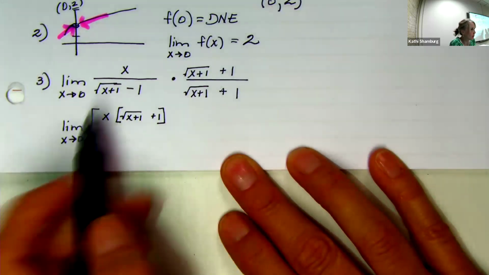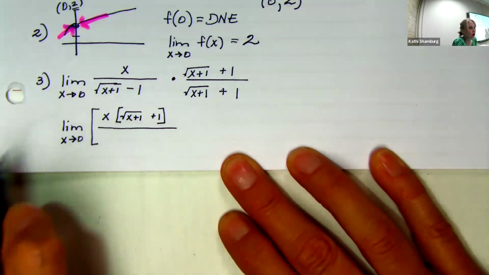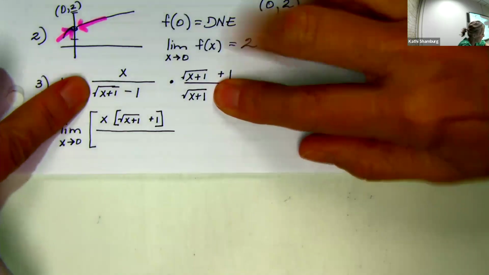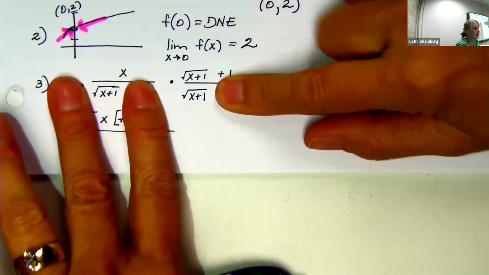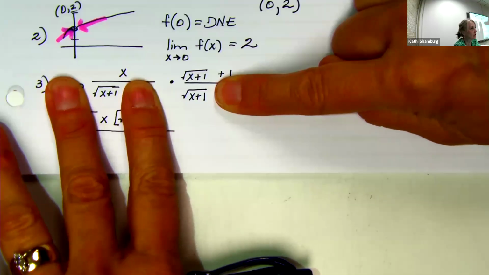You could have gone ahead and distributed. That's fine. Okay, the denominator is a bit of a booger, so think FOIL. So first times first. Any time you multiply something under a radical times itself, it just eliminates that radical. So we are left with x plus 1.